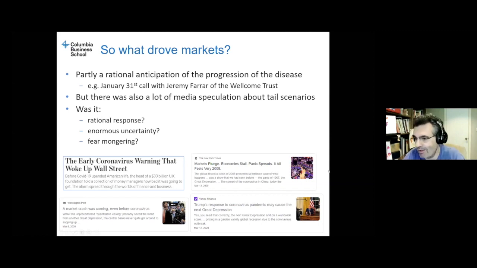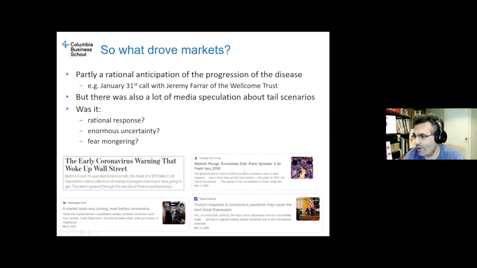To show some headlines, the Washington Post writes that a market crash was coming even before the coronavirus. So the idea is that the world economic system was already so messed up post the global financial crisis of 08 and 09 that there's nothing unexpected here. Maybe the coronavirus is a catalyst, but this is something that would have happened anyway.